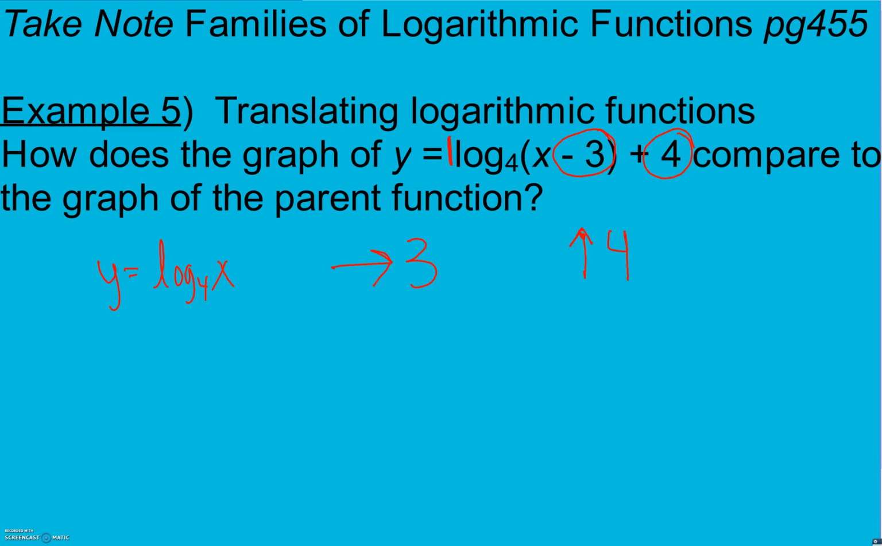Our asymptote would switch over 3 as well, so now it would be at x equals 3, and our domain changes as well. Our domain would be all real numbers greater than 3 when we move to the right. Just like with the range of our exponential functions, since they're inverses, the same things happen to our domain in logarithmic functions.